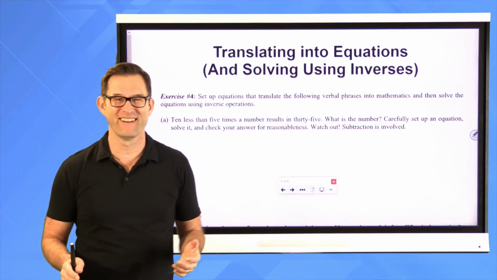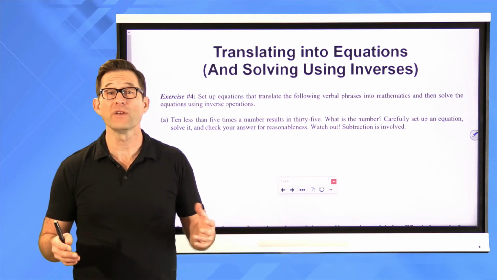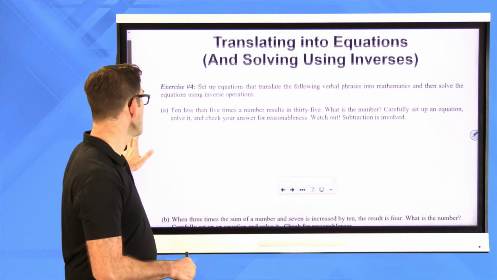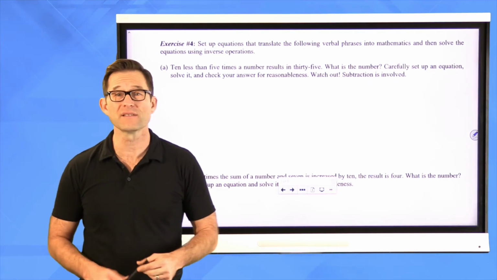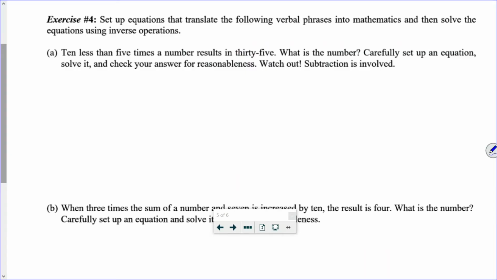Of course, no one's favorite, we may end up having to use this technique when we translate word problems into equations. So let's just get a little bit of practice on that in order to end the lesson. Let's take a look at exercise number 4. Set up equations that translate the following verbal phrases into mathematics and then solve the equations using inverse operations. Letter A. 10 less than 5 times a number results in 35. What is the number? Carefully set up an equation, solve it, and check your answer for reasonableness.